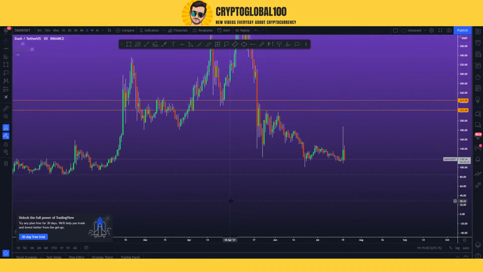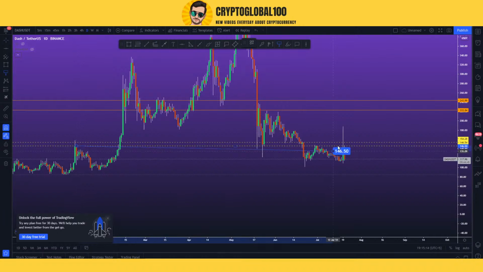Okay, what do we have here? Let me find out the area. Here we have this one, 154. We have this area. Now this is the area of support. Okay, this is the resistance area for now. If I tell you this one here, this is the resistance for the Dash coin. Just keep an eye on this level.